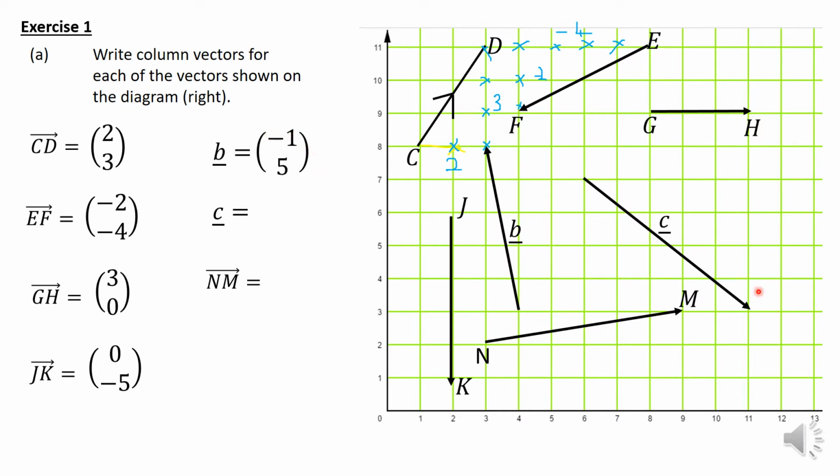And C, we talk about this vector that goes in this direction. So you count, it's going to be 5 here and 4 downwards. And lastly, N to M is going to be positive 6 and 1 up. So that's how you can represent them on a diagram, or even read from a diagram and write them down.